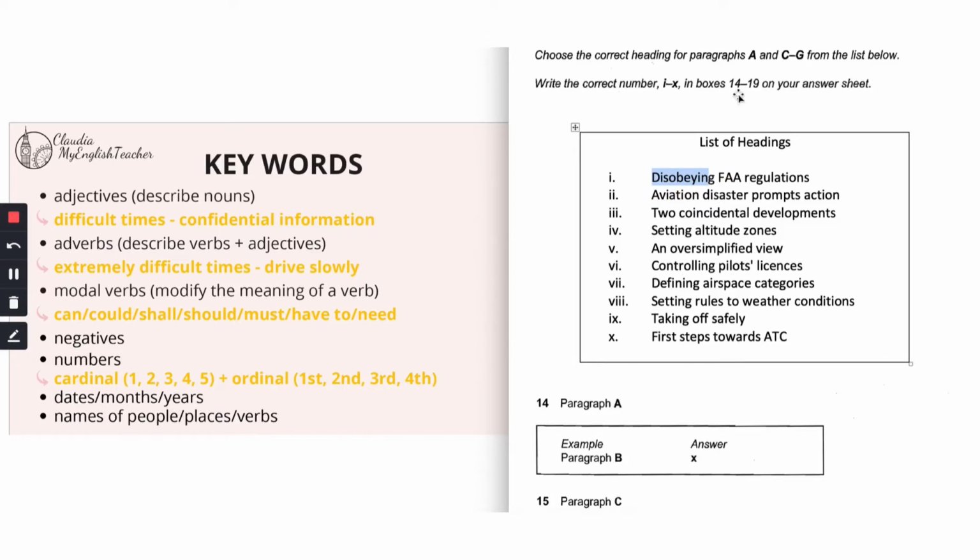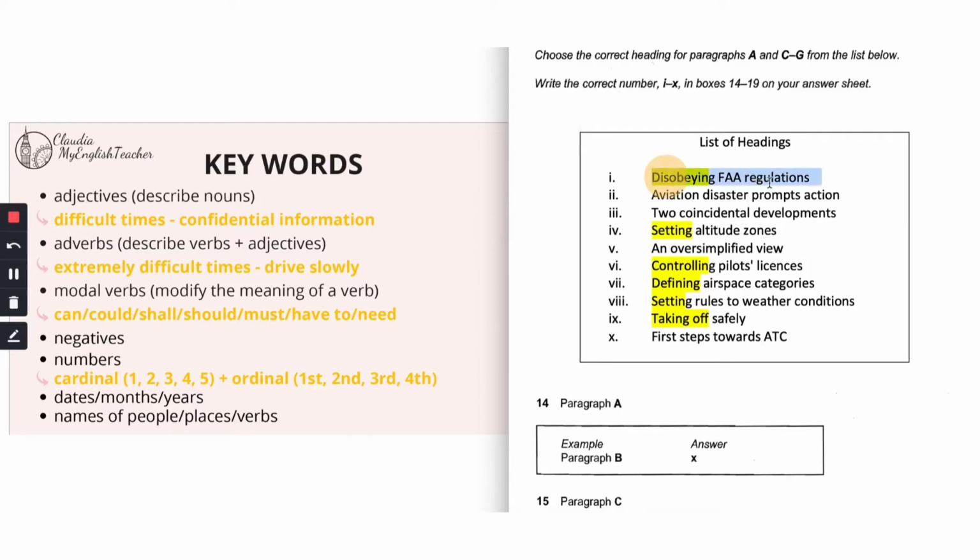So we've got disobeying, so I'm just going to highlight that. We've got setting, which I highlight as well. I've got controlling. I've got defining. Can you see we've got all gerunds here? We've got setting again, and then we've got taking off, which is another gerund. So I'm just going to highlight them because it's something that's recurring. It's something that you can find in more than one option. And then I just go and see what else I can underline here.